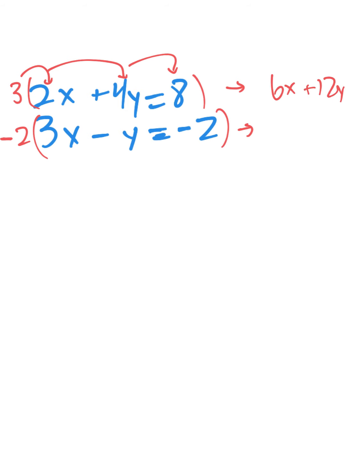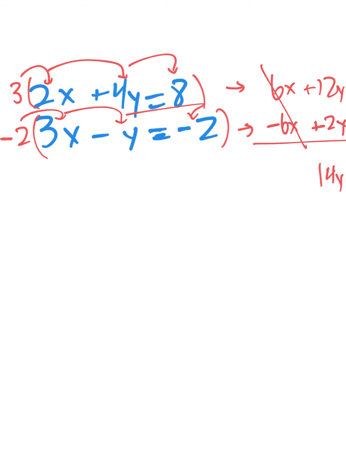I'm distributing a -2 so that this 3x becomes a -6x, and that's what we want because 6x and -6x form a zero pair. So the -2 times -y gives me a positive 2y. Two negatives multiplied give me a positive. And that equals positive 4, okay? So then once I combine these, my 6x and my -6x are a zero pair, so those eliminate. And I've got 12y plus 2y, that gives me 14y is equal to 28. Divide both sides by 14, and we've got y is equal to 2, okay?